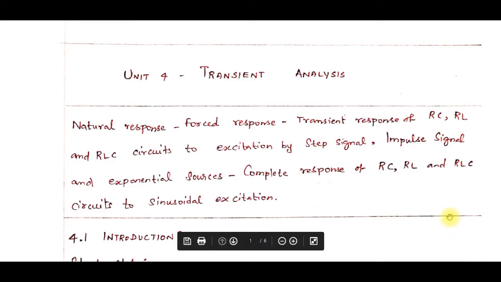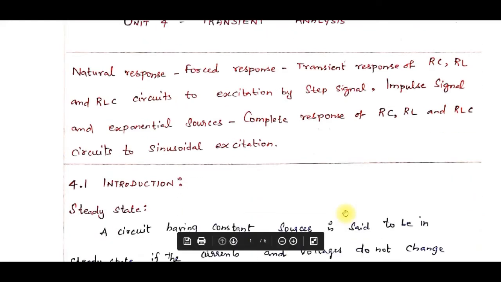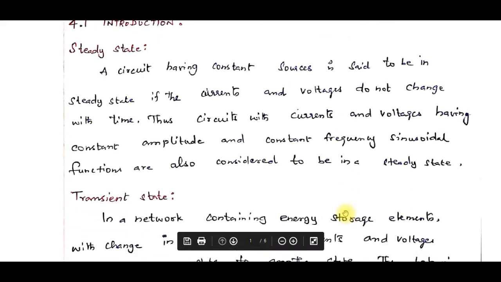Hello students, today we are going to see about transient analysis. In last class we have seen the introduction about transient analysis. We are going to see it in elaborate in this class. Before going to that, we need to know what is steady state analysis and the transient analysis.